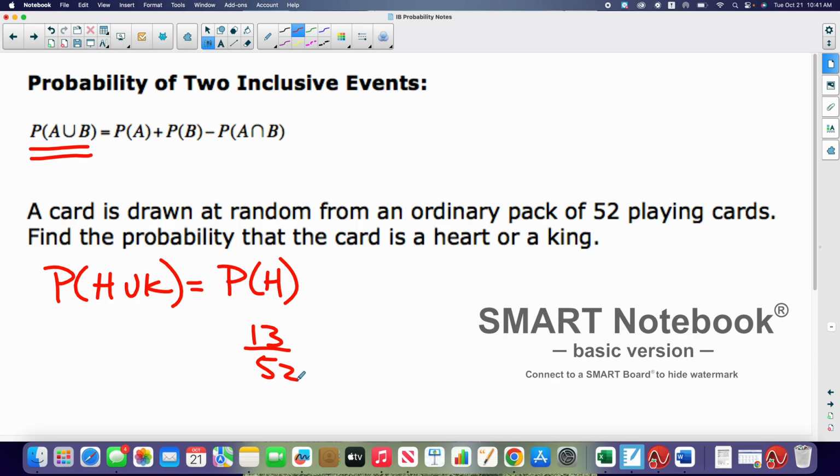What is the probability of drawing a king? 4 over 52. There's 4 kings. King of hearts, king of spades, king of diamonds, king of clubs. There are 4 out of 52. Now, you're right. That's 1 out of 13 if you'd like to reduce it. I'm going to leave it right there because what am I doing? I'm adding those together, correct? Now, many people right now will add that together. They're going to say the probability is 17 out of 52. There's one problem with that. What's the problem?